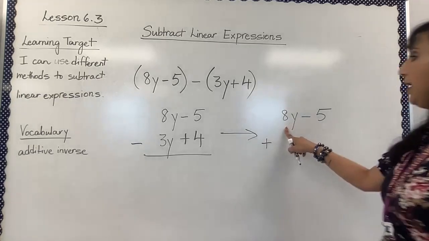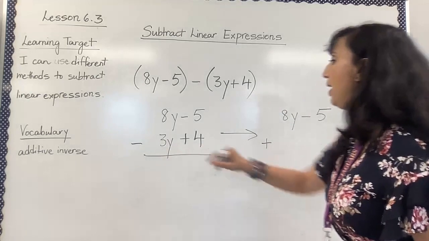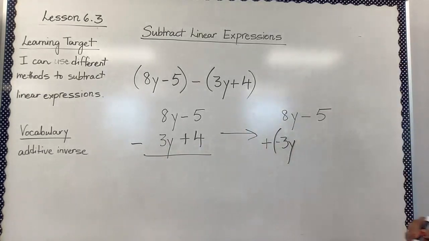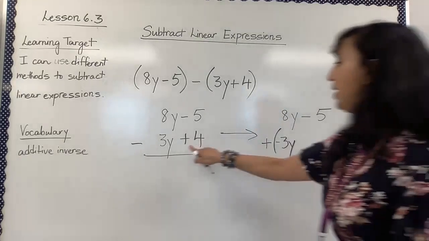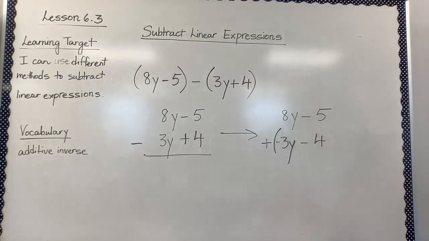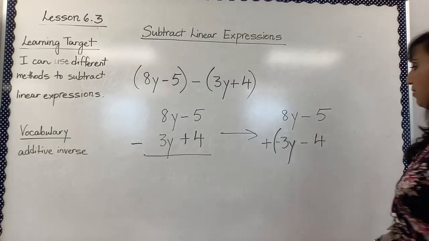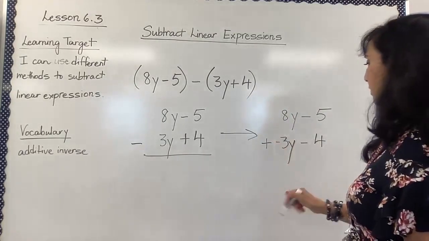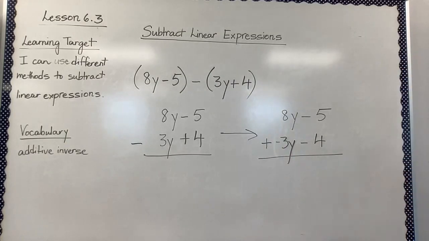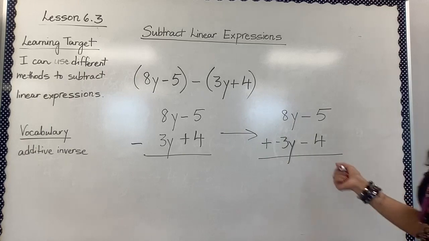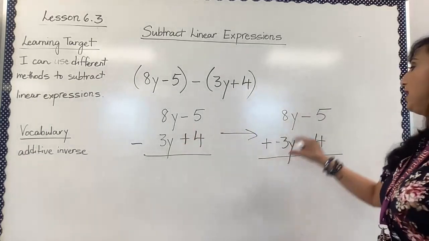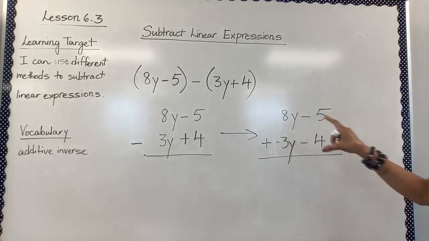So what is the opposite of 3y? It is going to be negative 3y. Okay, what is the opposite of plus 4? Minus 4. As you can see, I just flip the sign like this. And now all I'm doing is adding, since the subtraction has been converted into addition.